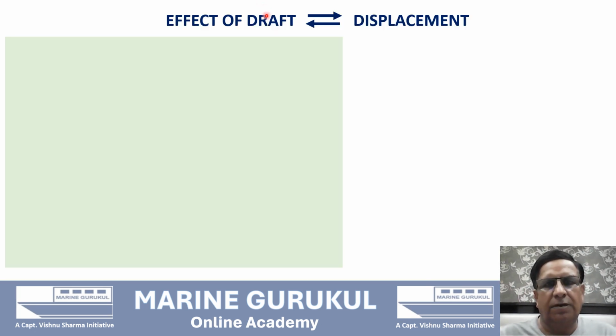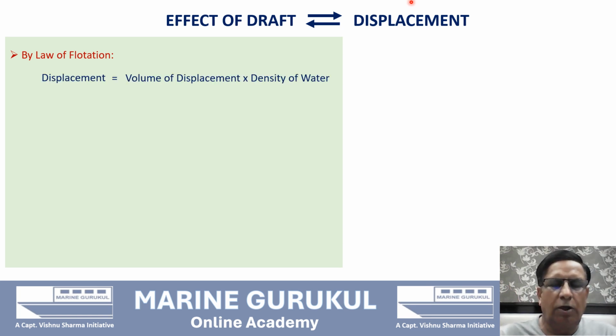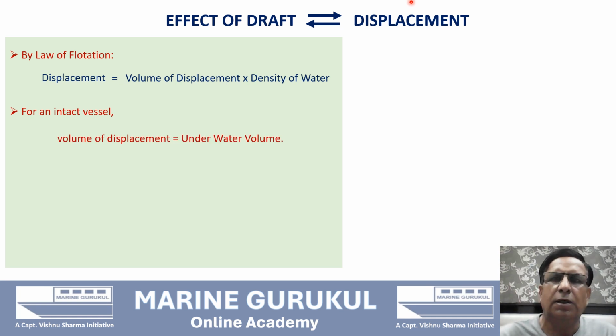Effect of draft on displacement and, vice versa, effect of displacement on draft. By law of flotation, we know displacement of a ship is equal to its volume of displacement multiplied by the density of the water in which the vessel is floating. And what is volume of displacement? It's the same for an intact vessel as her underwater volume. Therefore, displacement for an intact vessel becomes underwater volume multiplied by the density.